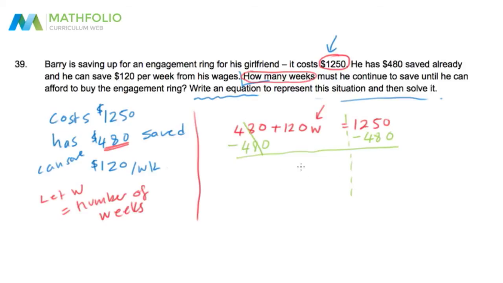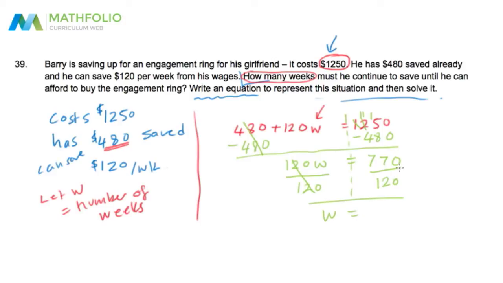So these cancel. The 120W comes down, and this equals, well, 0 minus 0 is 0. Here we've got to borrow. 15 minus 8 is 7. Here we've got to borrow. 11 minus 4 is 7. So 120W equals 770. So now what's happening to the W? It's being multiplied by 120. So the inverse operation is to divide by 120. We've got to do the same to both sides. Here the 120s cancel and we're left with W equals.